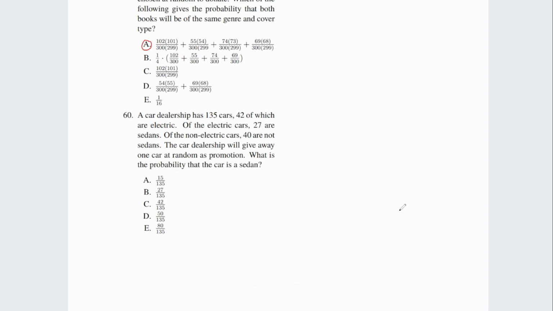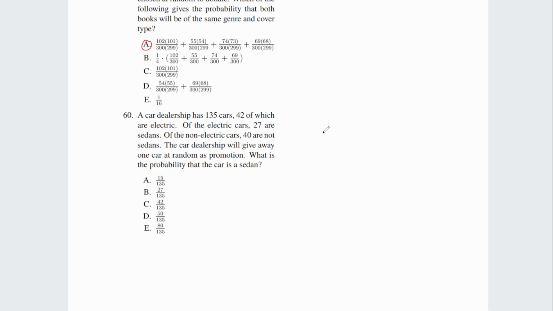And finally, 60 actually is one of the easier questions in this last section. A car dealership has 135 cars, 42 of which are electric. Of the electric cars, 27 are sedans, and of the non-electric cars, 40 are not sedans. The car dealership will give away 1 car at random as a promotion. What is the probability that the car is a sedan?